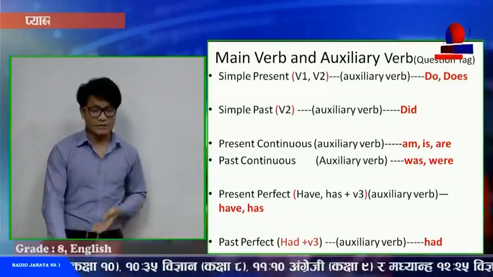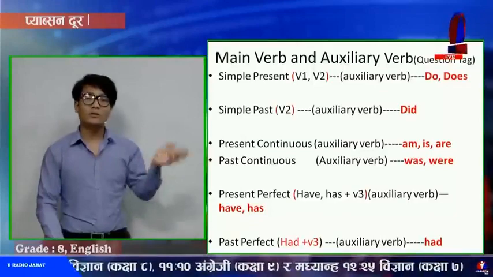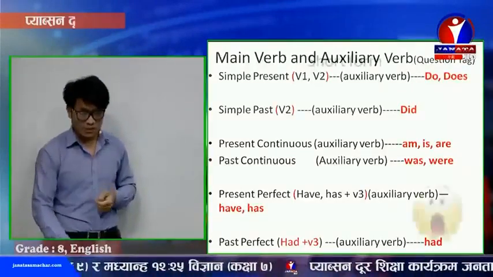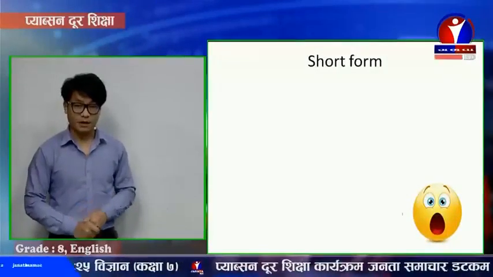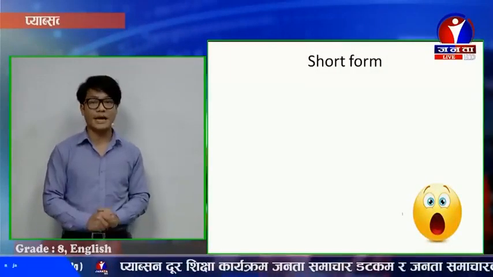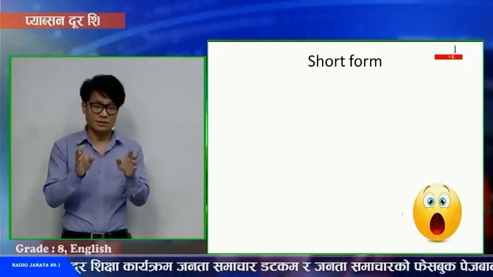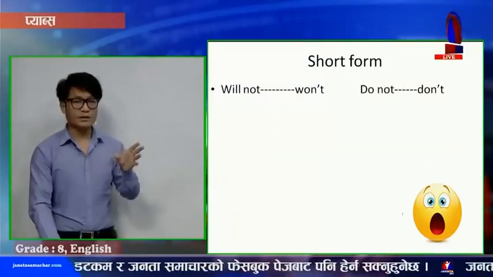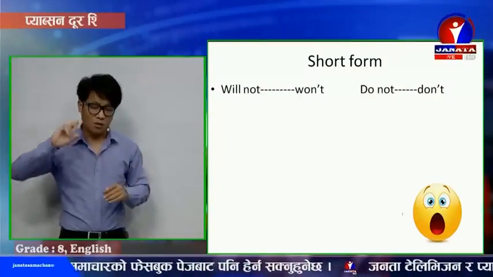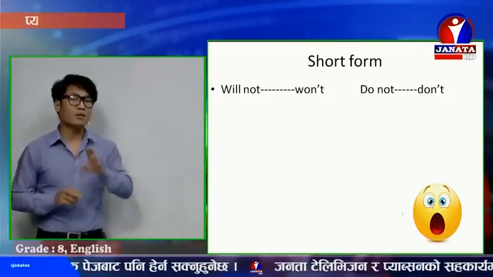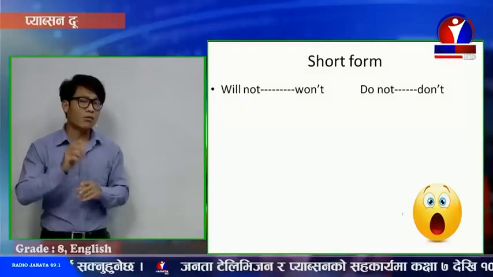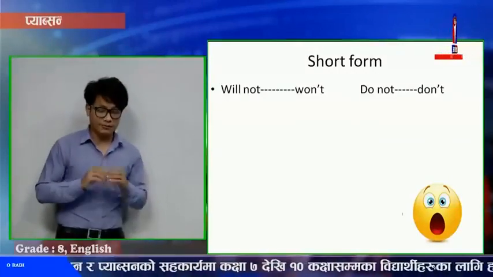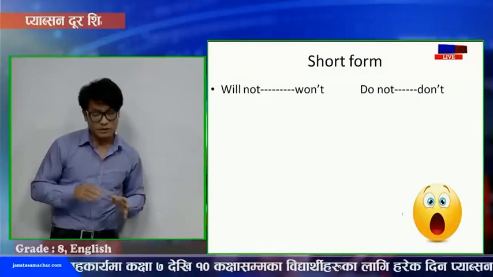So after completing how to change the noun into a pronoun and the verbs and their auxiliary verbs, now it's time to discuss short forms, because short forms are very important in question tags. We cannot write the answer in full, so we need to write the answer in short form, like will not. The short form of will not is won't. You cannot write will not in a question tag. You need to write won't. So you should have good knowledge of how to change these types of verbs into short forms.